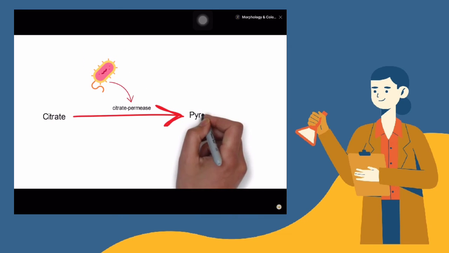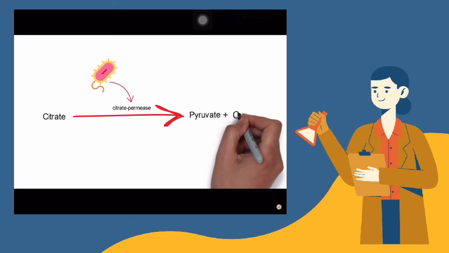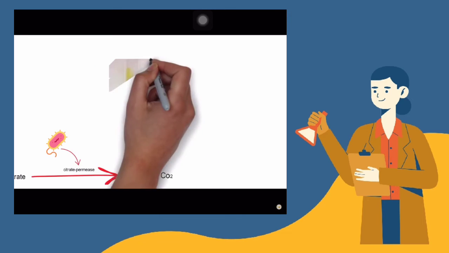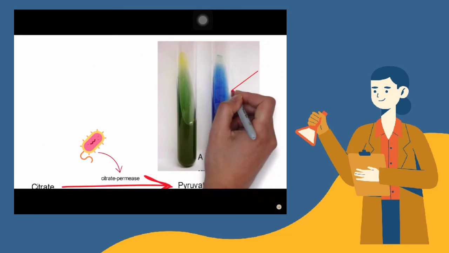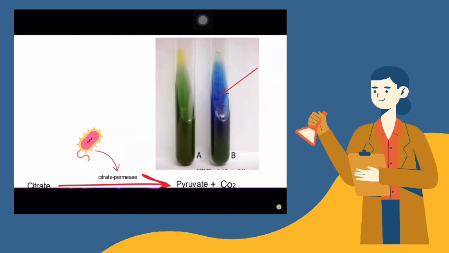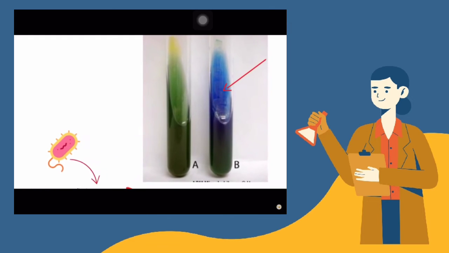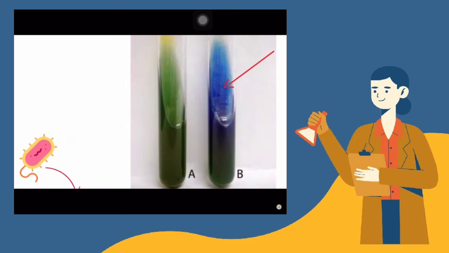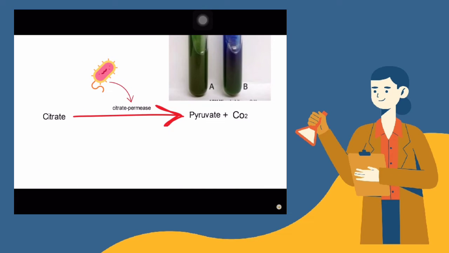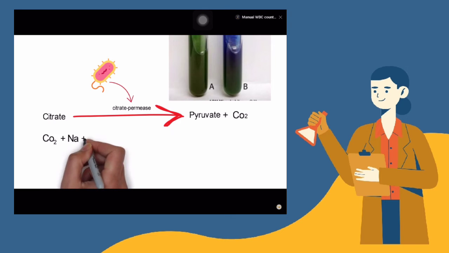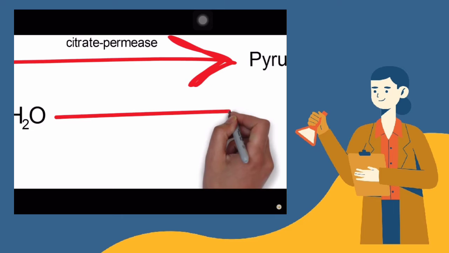This test is done on slant medium because oxygen is necessary for positive utilization. The carbon dioxide reacts with sodium and water to form sodium carbonate, an alkaline product. This increases the pH above 7.6, which changes the bromthymol blue indicator from green to blue.